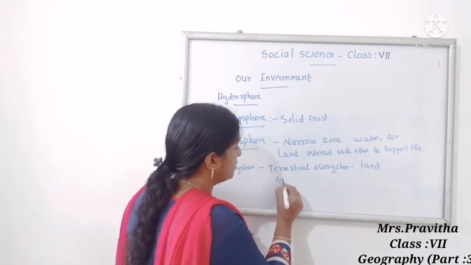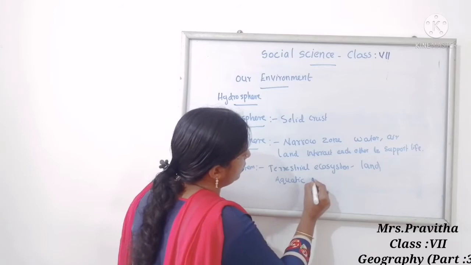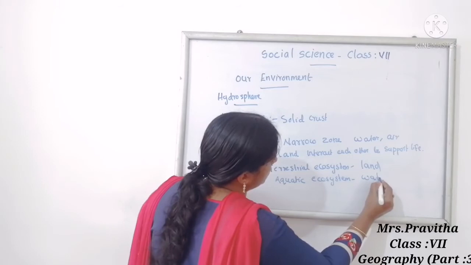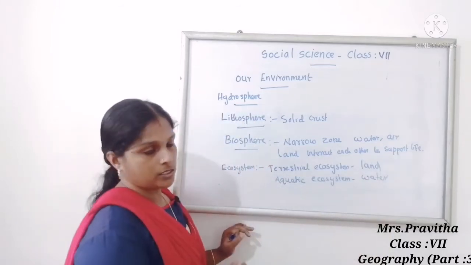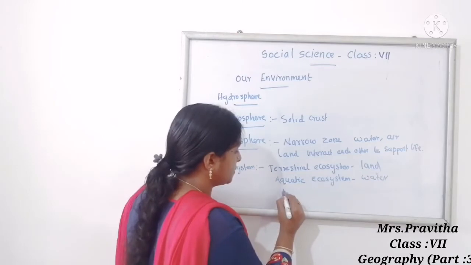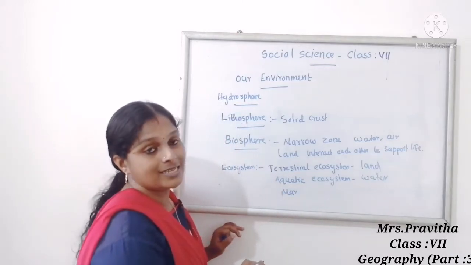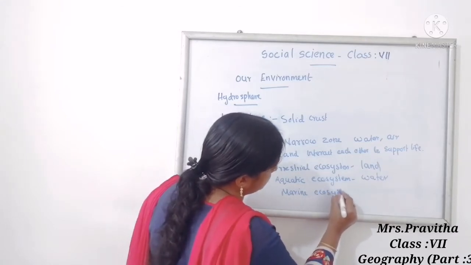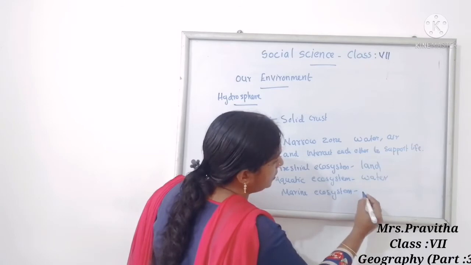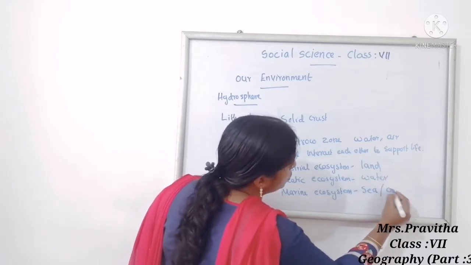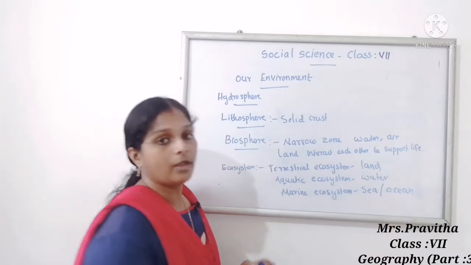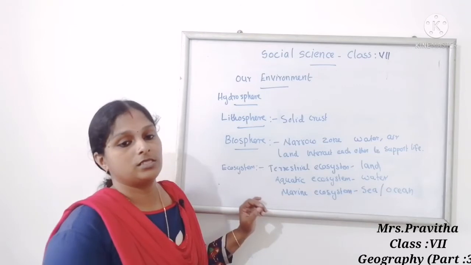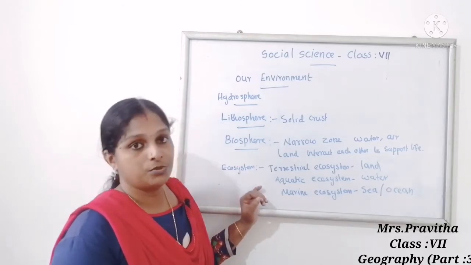An ecosystem found on water is called an aquatic ecosystem. The third one ma'am told is the marine ecosystem. An ecosystem found only in sea or ocean is called a marine ecosystem. So these are the three ecosystems. Ma'am told about what an ecosystem is and what the three types of ecosystem are.